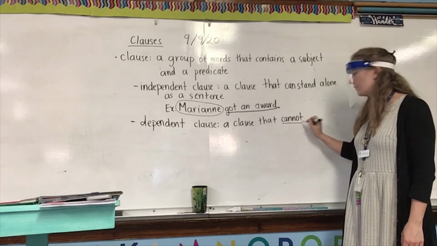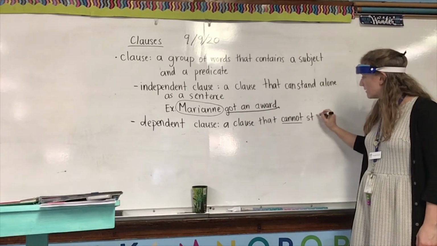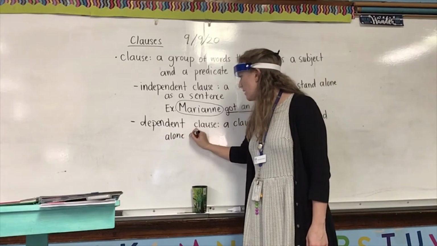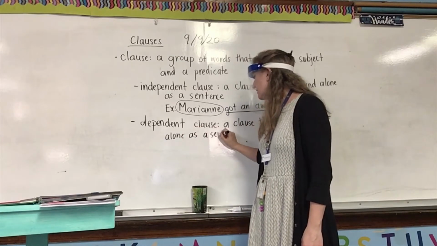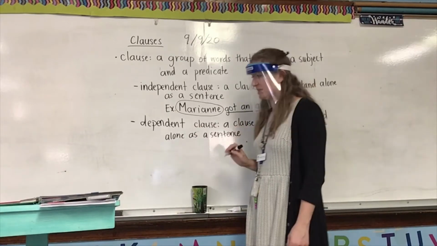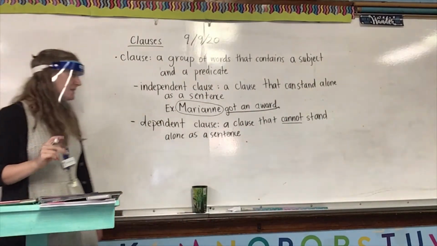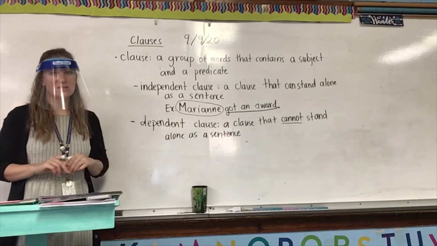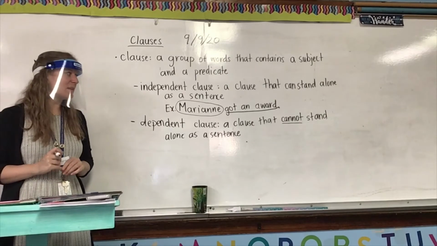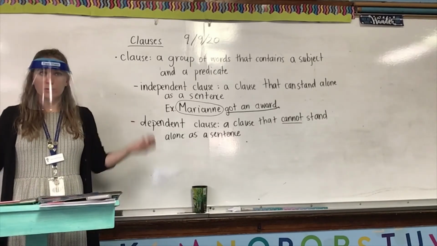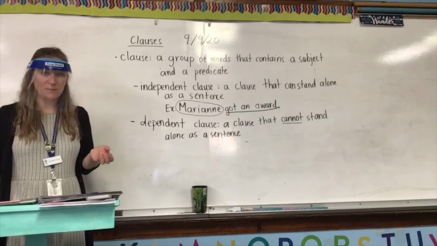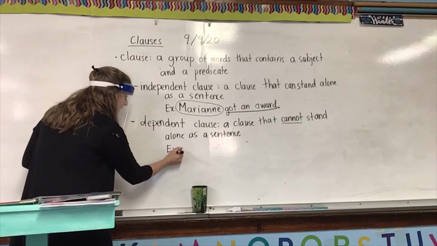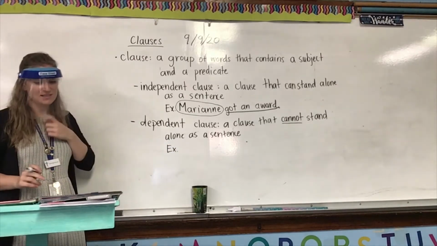cannot, underline the word cannot, stand alone as a sentence. So a dependent clause is a clause, that means it has a subject and a predicate, that cannot stand alone as a sentence, so it can't be a sentence. And you may be thinking, but I thought as long as a group of words had a subject and a predicate, it was a complete sentence. Well, that's not the case, because there are dependent clauses that can't stand alone as a sentence.